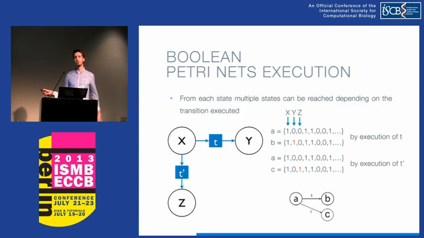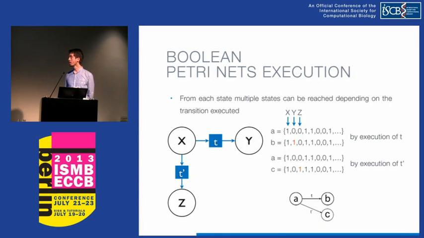We can encode this sort of execution in another graph. And in this new graph, each node now represents a state in which the network is. And this is that graph, and that means that from A, by executing T, we can go to state B, or from A, we can execute T prime and go to C.